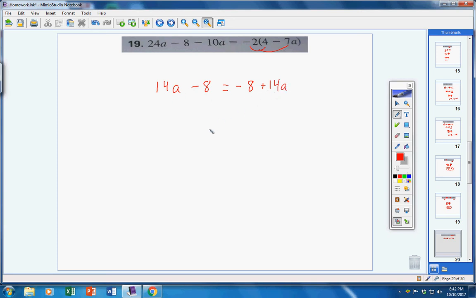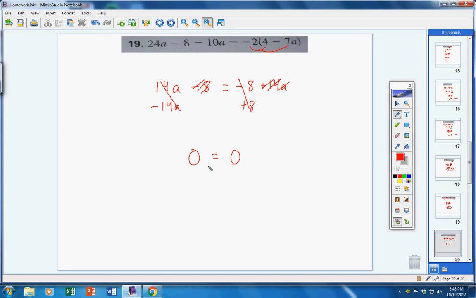Next, eliminate fractions. Next, variable terms on one side, constant terms on the other. Bring this over, make it negative 14. Bring this over, make it a positive 8. These cancel. These cancel.